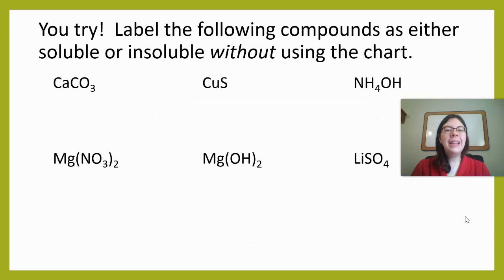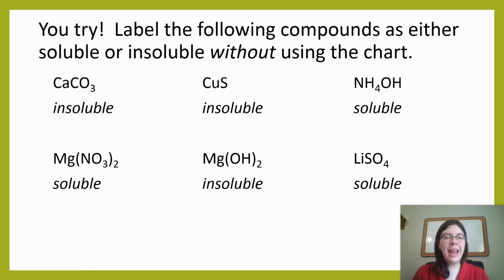Here I have a list of different examples. I want you to try to figure out whether these are soluble or insoluble without using the chart in your notes. Think about the NA COPS rule. If it has something from NA, nitrate, acetate, ammonium, or alkali metals, then it's going to be soluble. If it has one of those COPS and doesn't have anything from the NA, then it's going to be insoluble. Go ahead and try to figure out these solubilities.